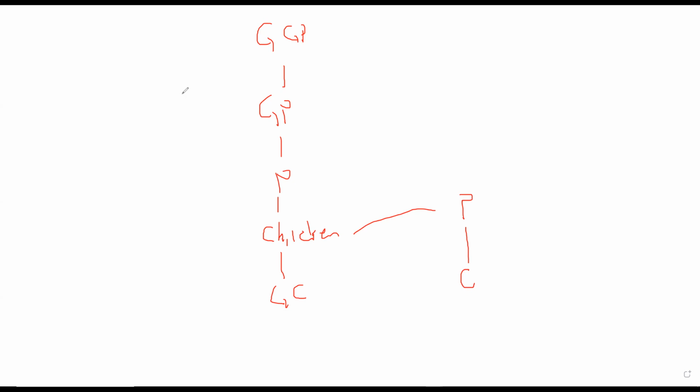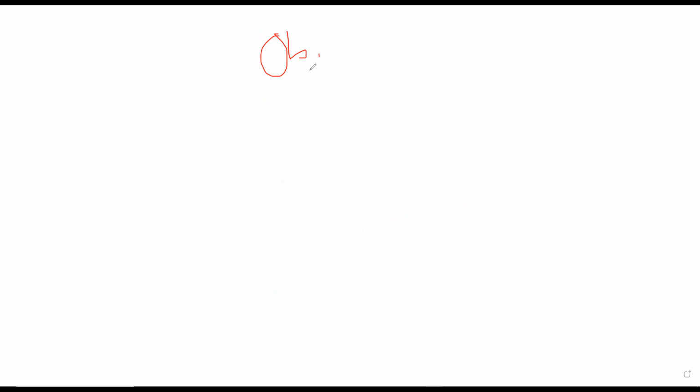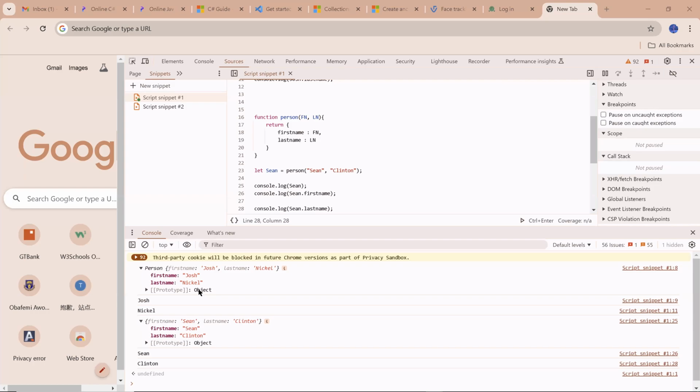So object is the father of all. Everything inherits from this object, be it the windows, be it the strings, be it numbers. Everything comes from this object, and that is the reason why, let me go back to the browser, that is the reason why you will see this object in all of the types.